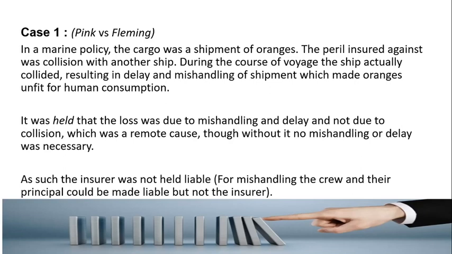As such, the insurer was not liable for mishandling the crew, and their principal could be made liable, but not the insurer. So they look for the proximate cause, the causa proxima, the nearest, okay? They look at the dominance, which of these causes plays the key role in leading to the loss of the cargo.